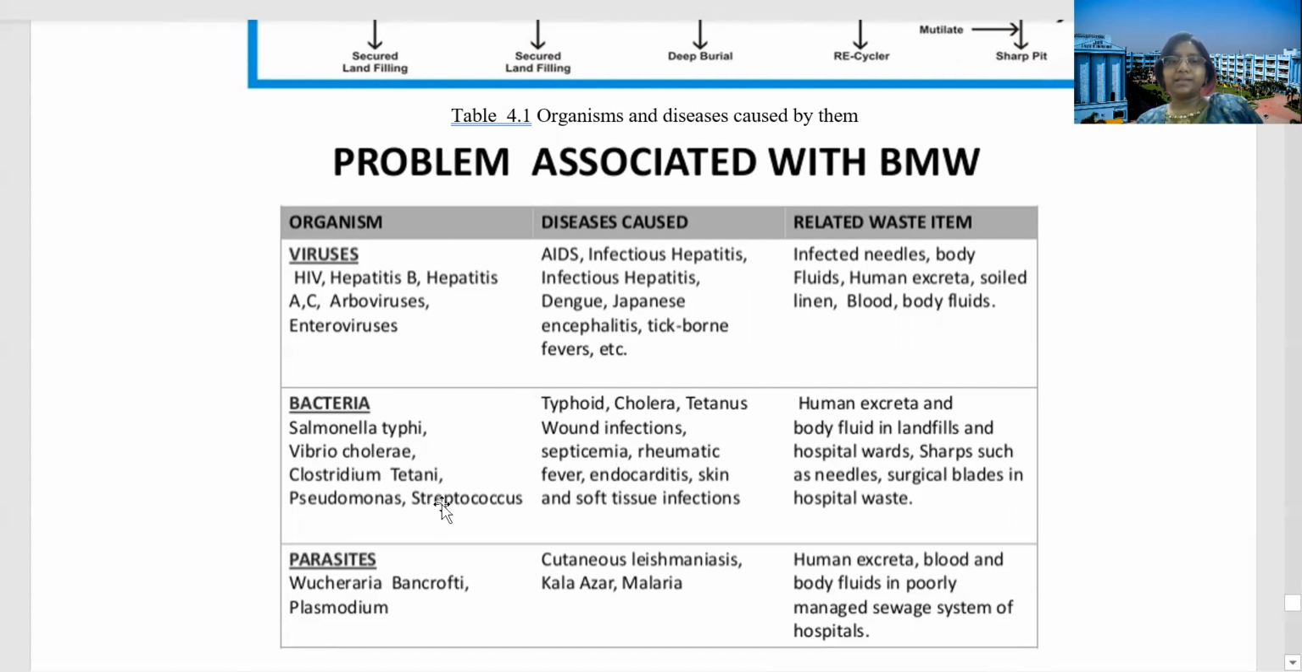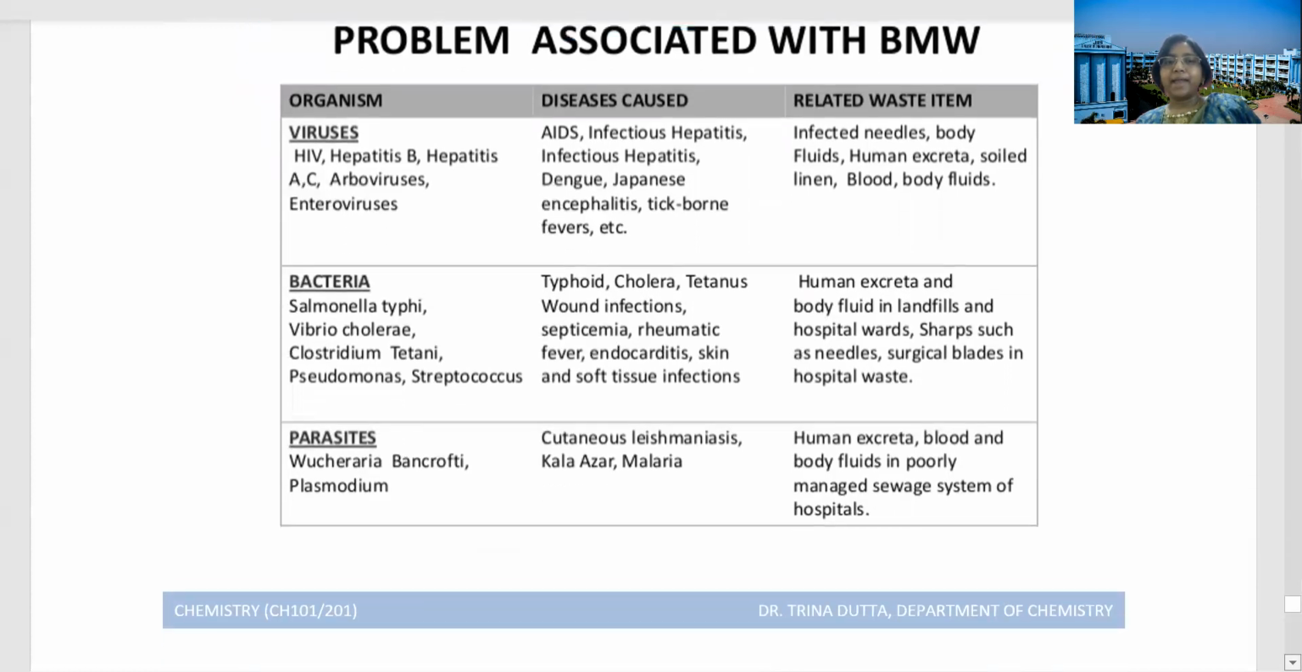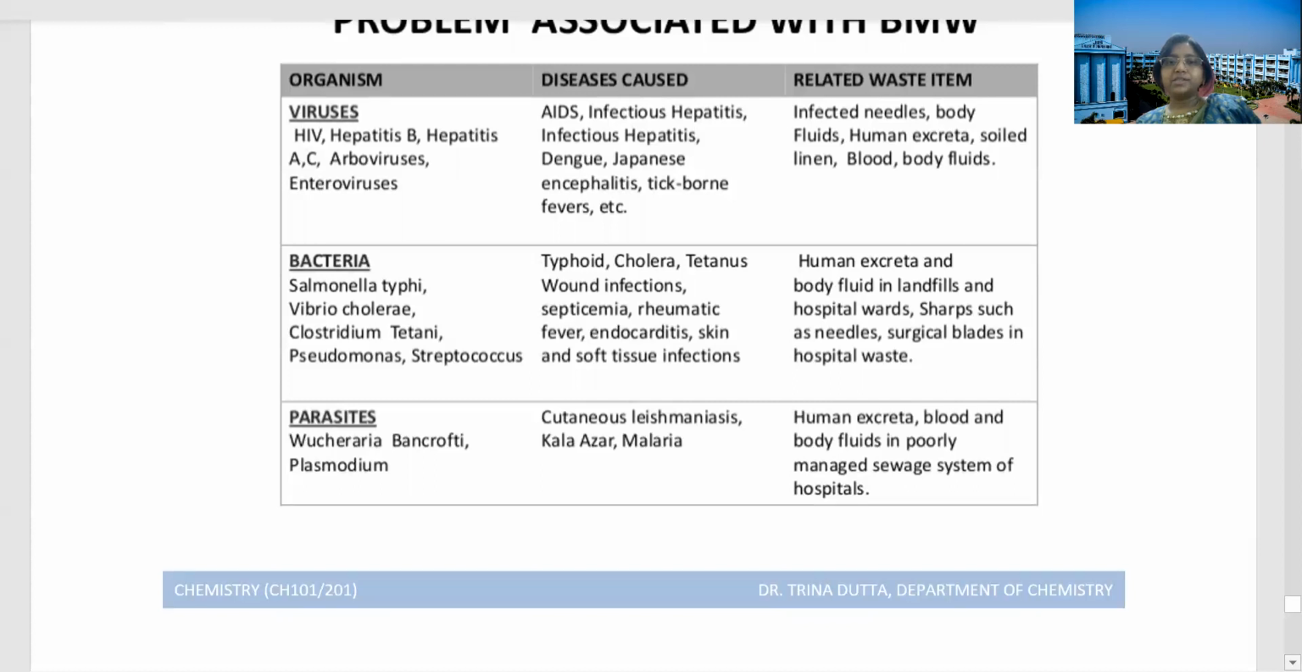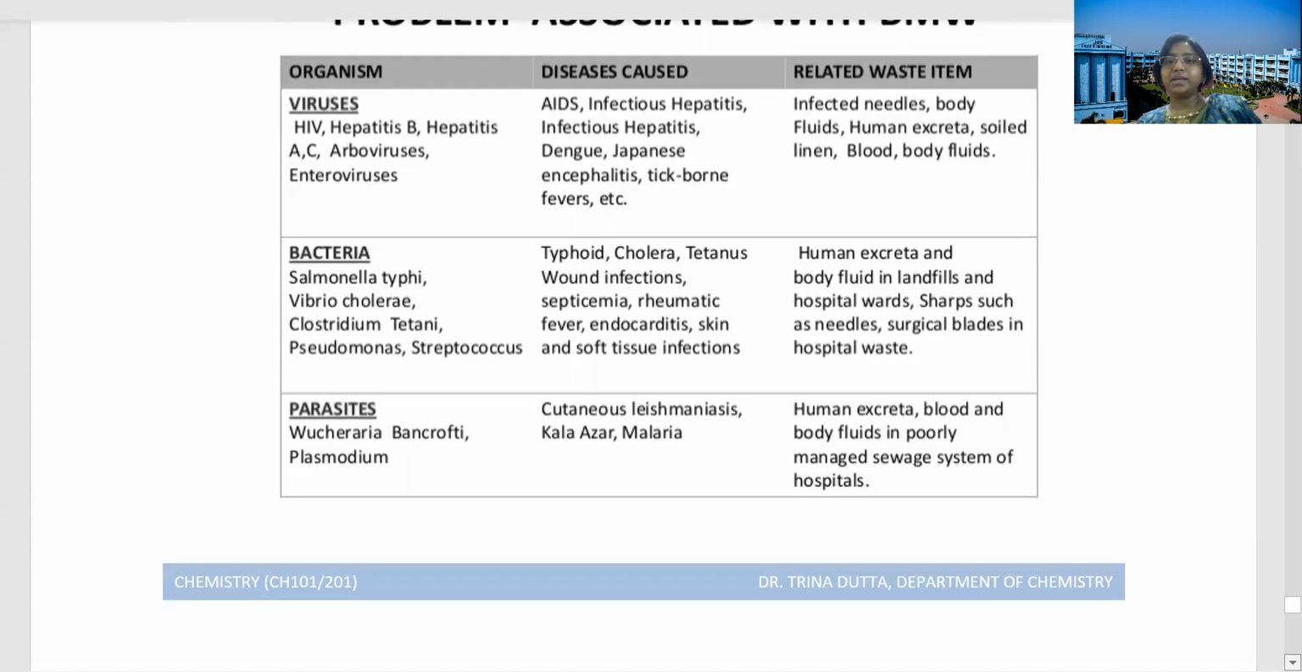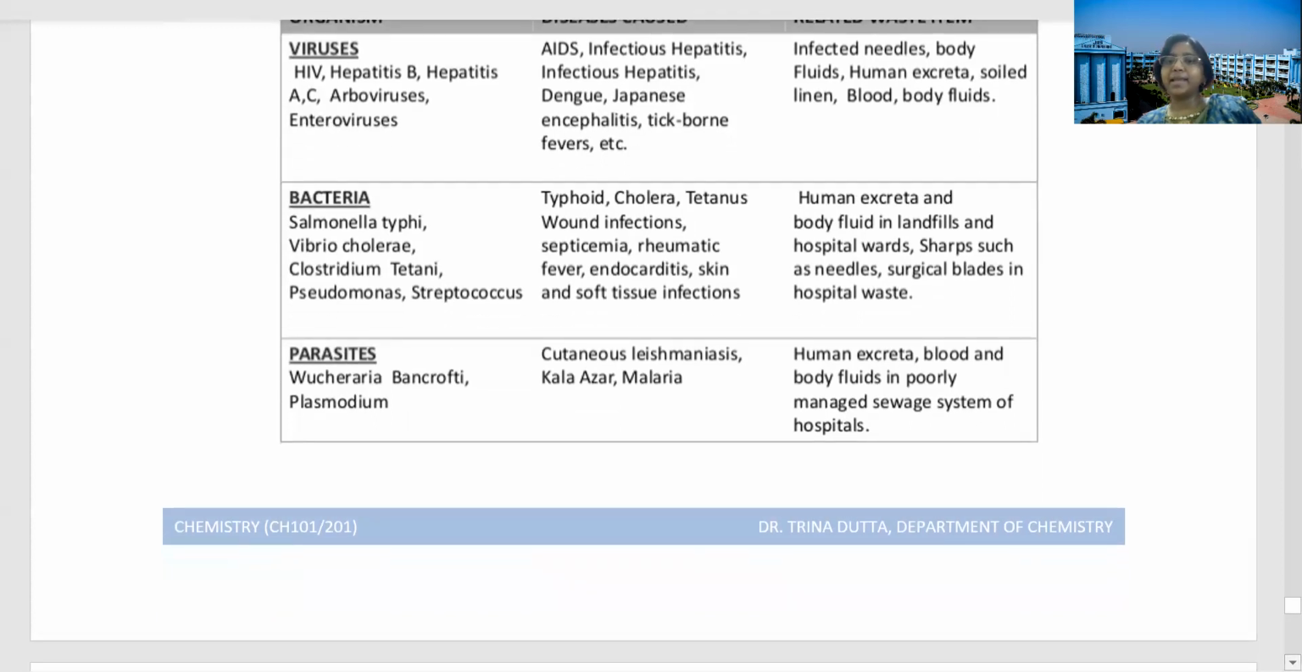And there are different bacteria which may cause typhoid, cholera, and tetanus. It also comes from human excreta and body fluid in landfills and hospital wards, and sharps such as needles and surgical blades in hospital waste. Parasites also cause different diseases like malaria. Very common examples I am giving. It also comes from human excreta, blood and body fluids in poorly managed sewage systems of hospitals.